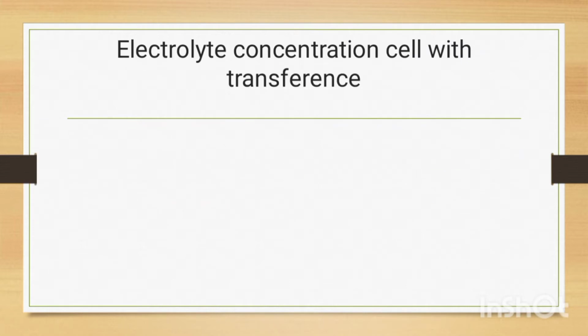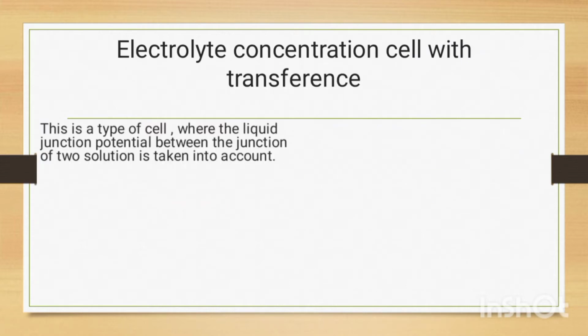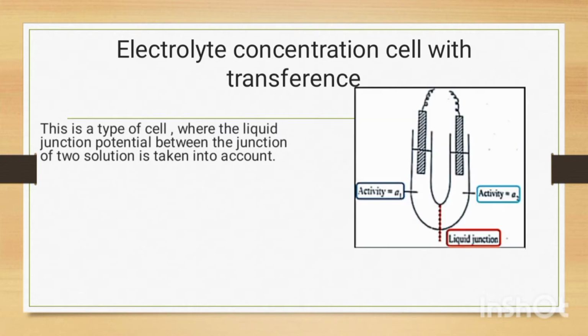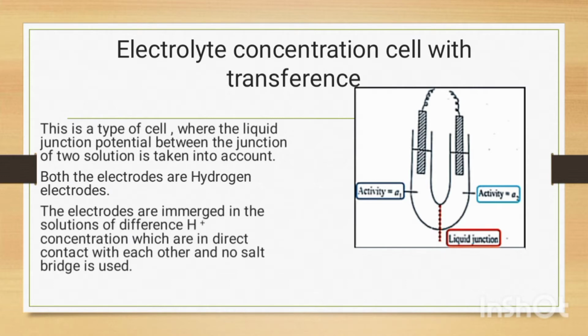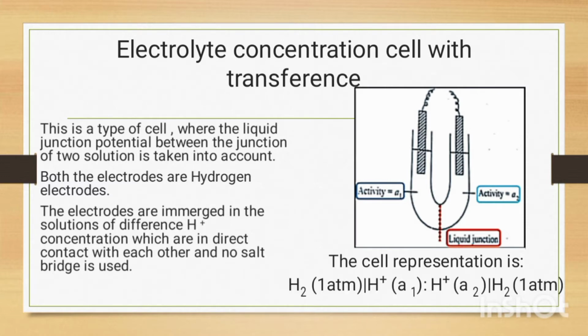Electrolyte concentration cell with transference. This is a type of cell where the liquid junction potential between the junction of two solutions is taken into account. Both the electrodes are hydrogen electrodes. The electrodes are immersed in solutions of different H plus concentration, which are in direct contact with each other, and no salt bridge is used. The cell representation is this.